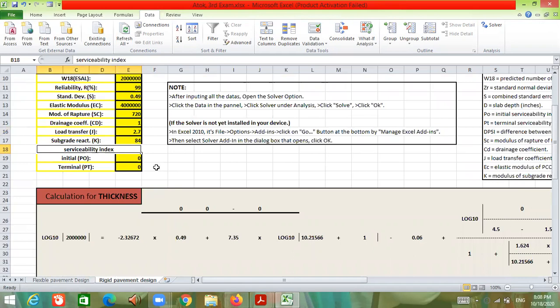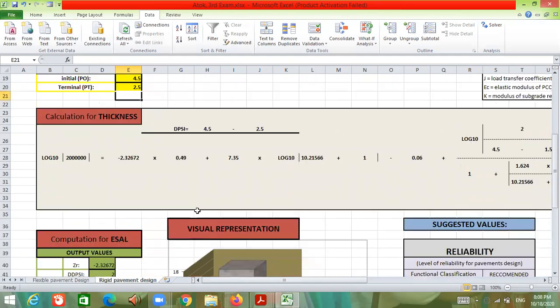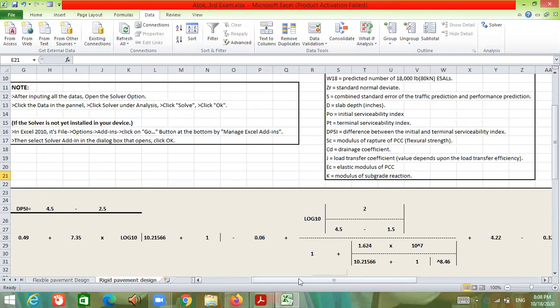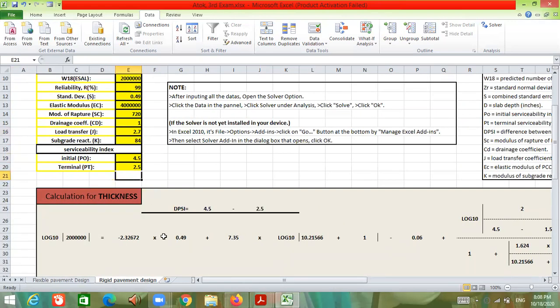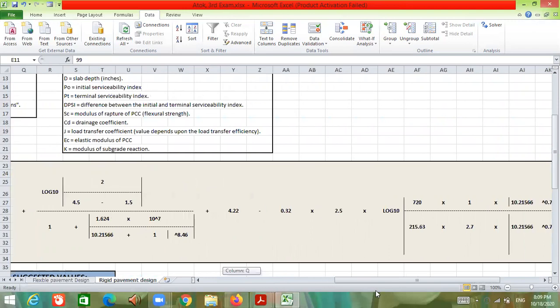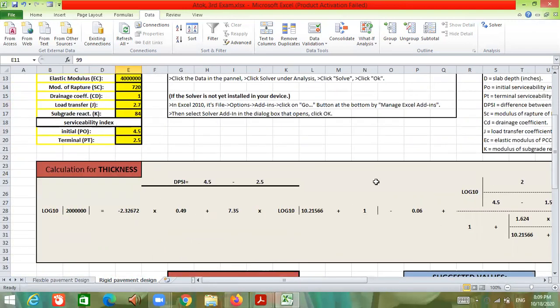And in terms of the serviceability, we are going to use the values from before, which are 4.5 and 2.5 respectively. The value for our Z is indicated as the standard normal deviation. It is just going to rely on the value of our reliability. And the change in PSI, or serviceability index, is just the difference of our initial minus our terminal serviceability index. And the values are being input in our calculations, and we are ready to calculate the value of our thickness by using the Solver, of course.